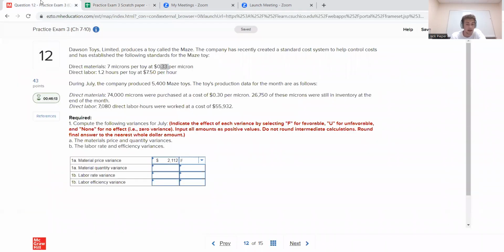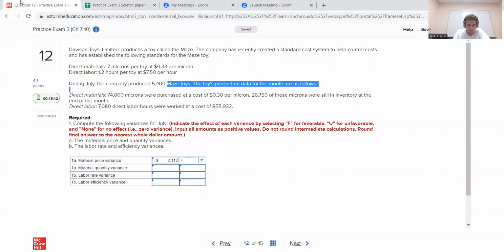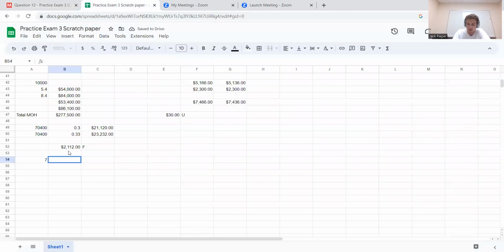Okay, now for the quantity variance, we're going to do the difference in materials that we used versus how much we should have used. So according to our standard cost sheet, it's supposed to take us 7 microns per toy, and we made 5,400 toys. So we'll do 7 times 5,400.